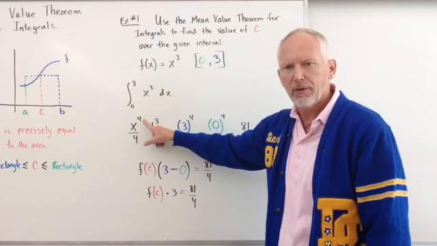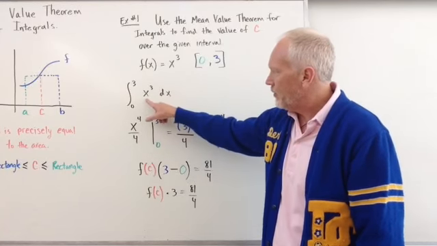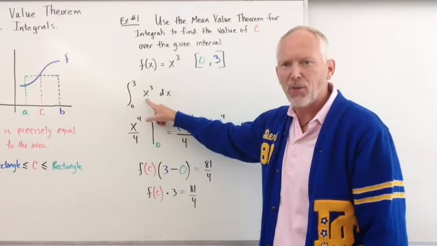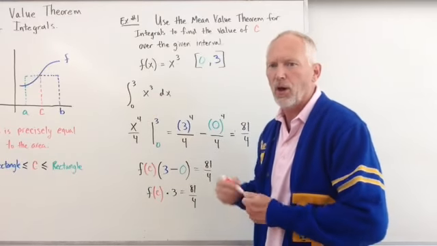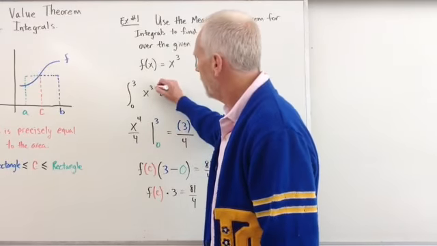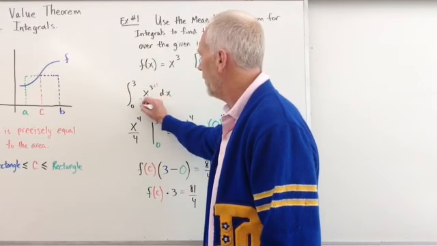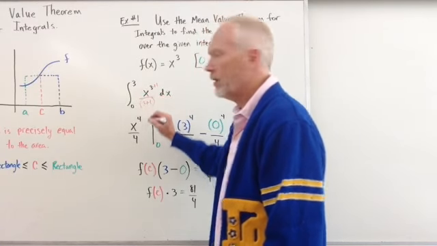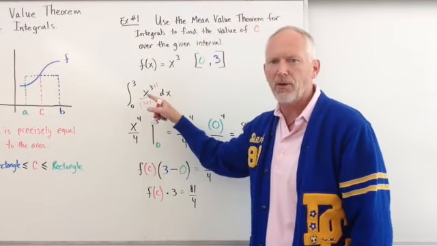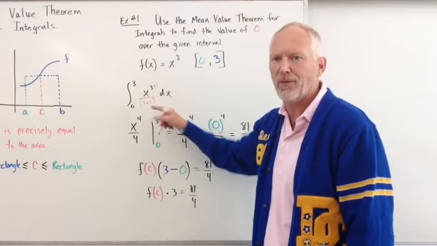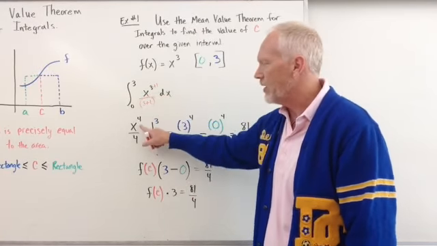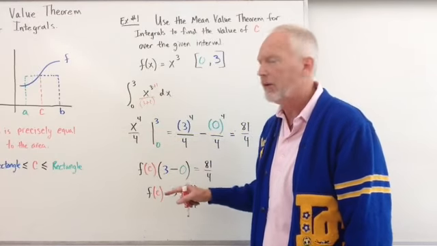x to the fourth, right? So we need to find the antiderivative of x cubed. In order to do that, if you recall, we take 3 plus 1 and we divide by 3 plus 1. That's called the power rule, and it's just the power plus 1 divided by the power plus 1. That gives us x to the fourth over 4.